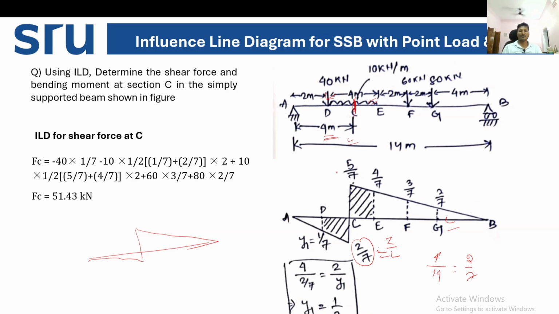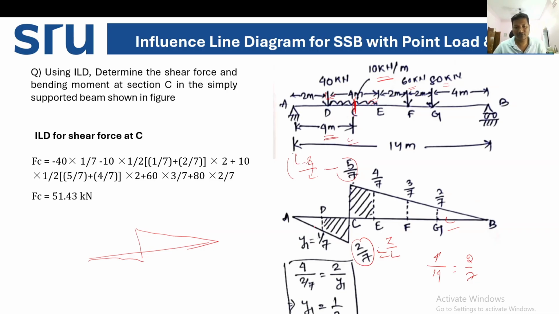And what is this value? L minus Z by L. This is 5 by 7. Right. So now we'll find out all the ordinates under the load. So you see the diagram, how many loads are there. First of all, one load is there 40 kilonewton, another load is there 60 kilonewton, another point load that is 80 kilonewton, and UDL is there 10 kilonewton per meter. So we'll identify what are the ordinates under the loads.